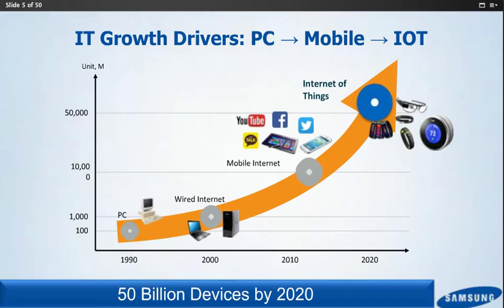This first slide shows that whenever we have a paradigm shift, going from the PC era to wired internet, mobile internet, to now the Internet of Things, there tends to be a tenfold increase in terms of the number of connected devices. In fact, it's estimated by the year 2020 that there will be about 50 billion devices connected.